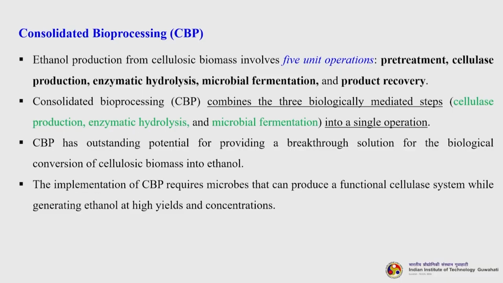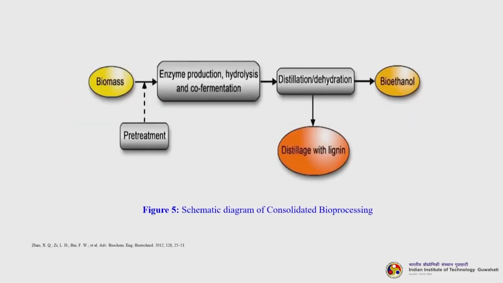Please underline single operation. So, that means 3 microbial processes are clubbed together, pretreatment is separate and your product recovery is separate. Now, CBP has outstanding potential for providing a breakthrough solution for the biological conversion of cellulosic biomass into ethanol. The implementation of CBP requires microbes that can produce a functional cellulase system while generating ethanol at high yields and concentrations. This is a typical schematic representation of the CBP system.